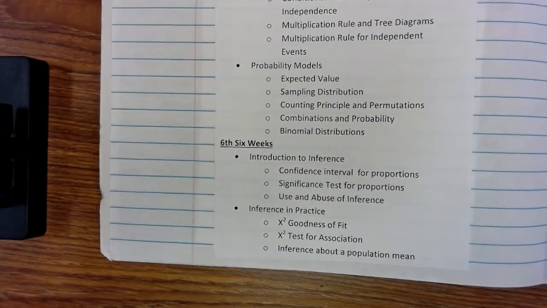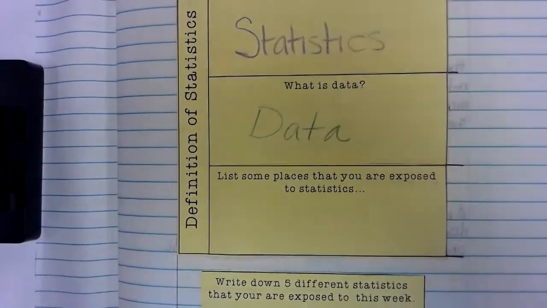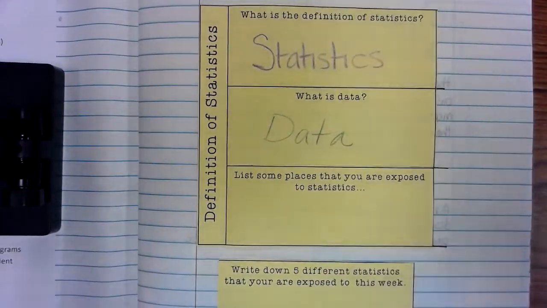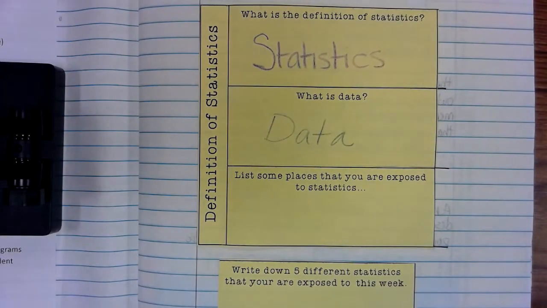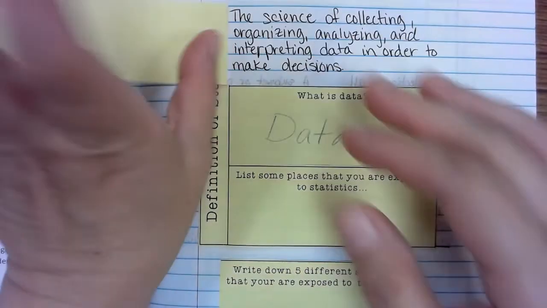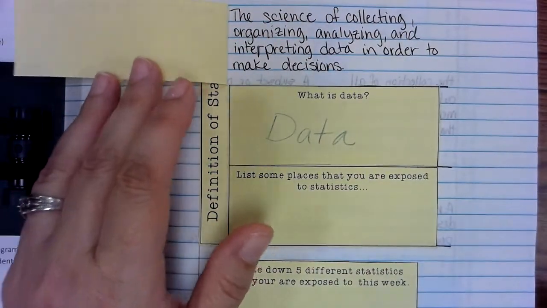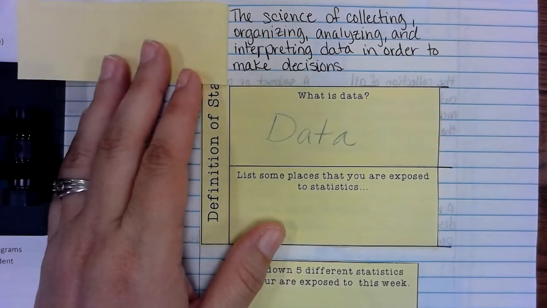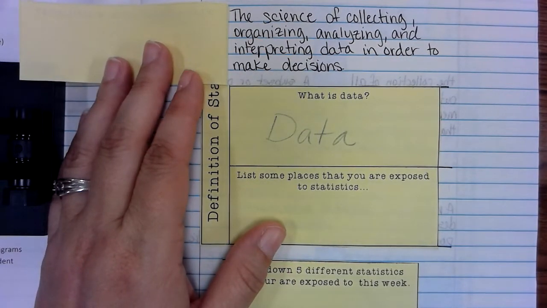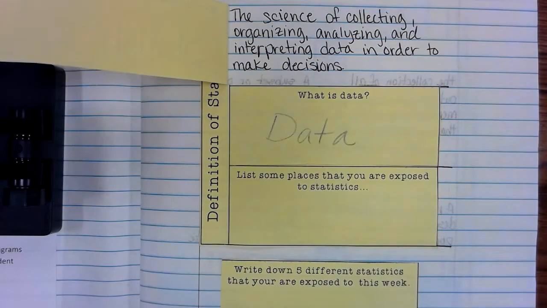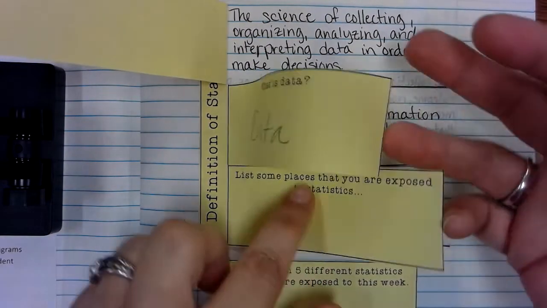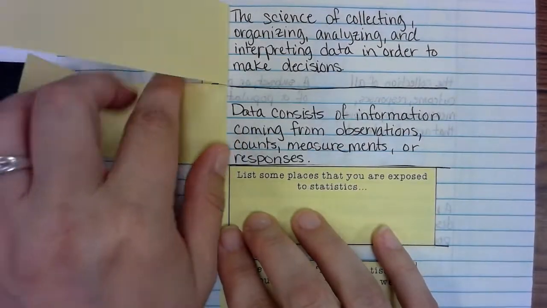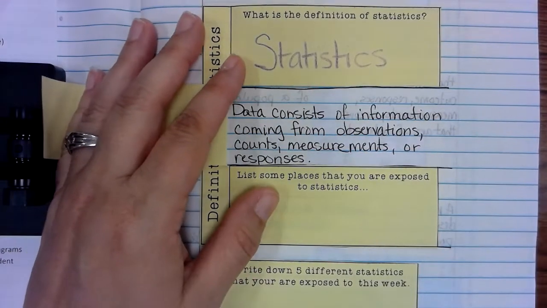The beginning of our lesson, the very first thing we're going to look at is the definition of statistics. So what is the definition of statistics? Statistics is the science of collecting, organizing, analyzing, and interpreting data in order to make decisions. What is data? Data consists of information coming from observations, counts, measurements, or responses.